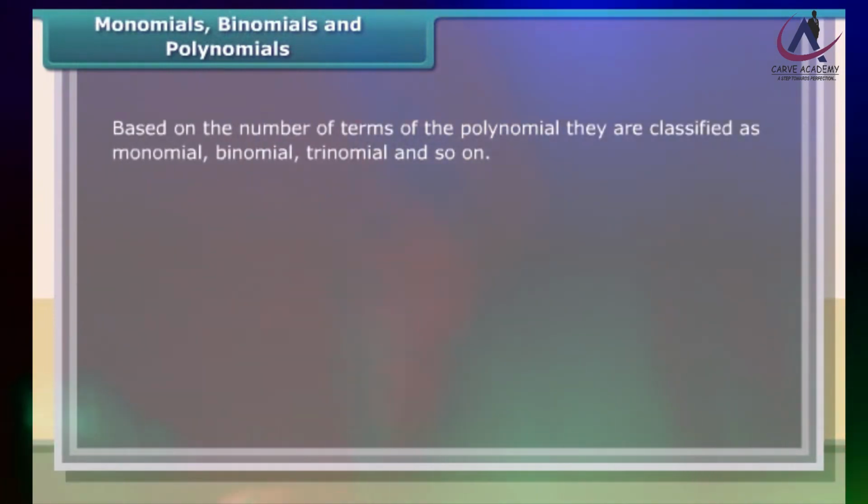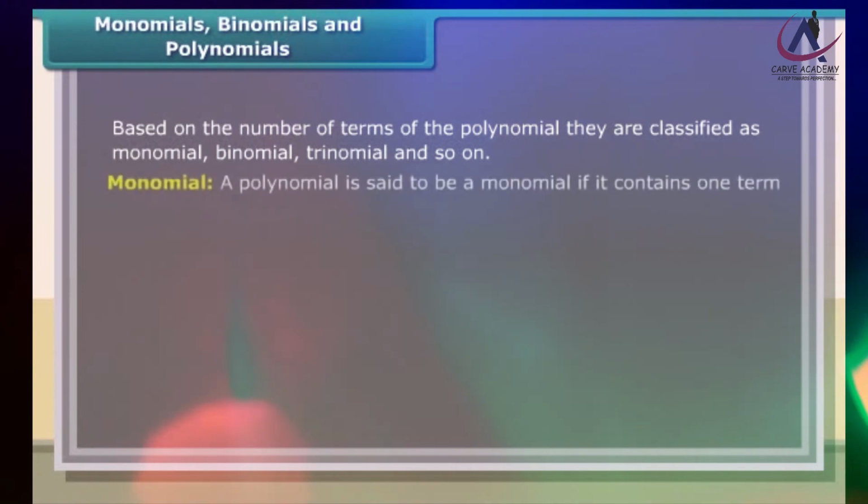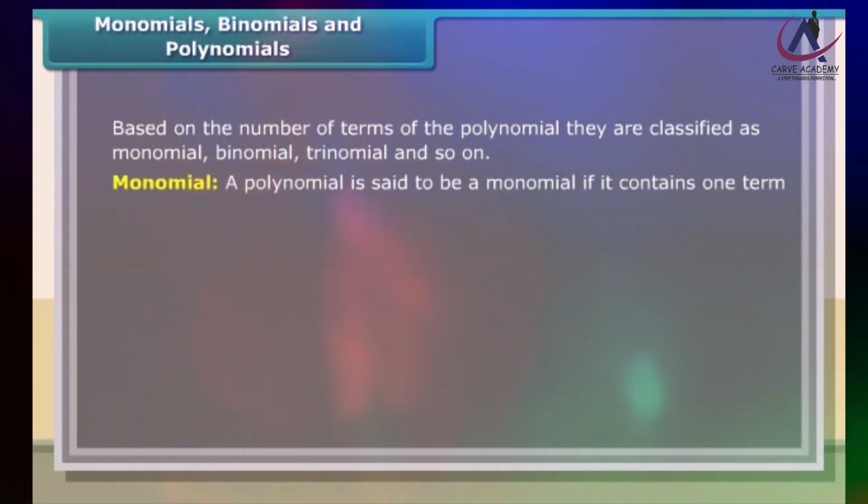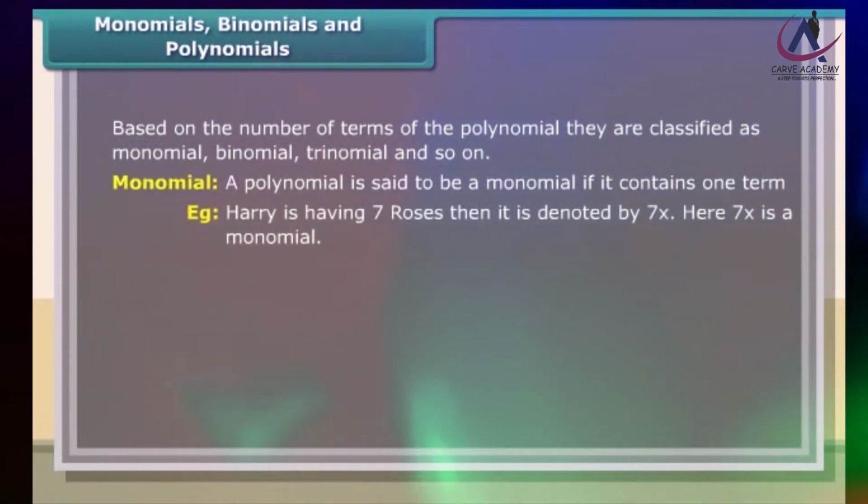Monomials, binomials, and polynomials. Based on the number of terms of the polynomial, they are classified as monomial, binomial, trinomial, and so on. Monomial. A polynomial is said to be a monomial if it contains one term. Example: Harry is having 7 roses, then it is denoted by 7x. Here 7x is a monomial.